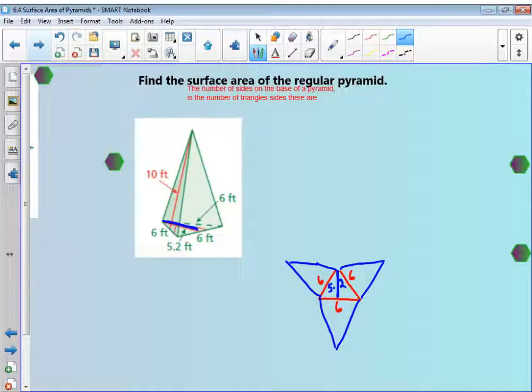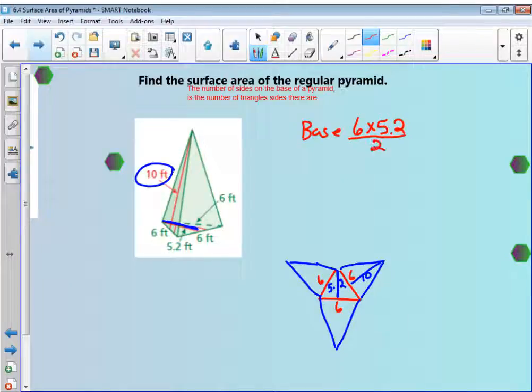Okay, so now if I go through and I do this, the only other thing that I have not copied down was this 10 that was right here, and that was the height of these triangles, the slant height. So this was 10. Okay, so we've got that red triangle in the middle that is 6 times 5.2. Now remember, it's a triangle base. So for the base, we're going to do 6 times 5.2. And then remember, we have to divide that by 2 because it's a triangle.